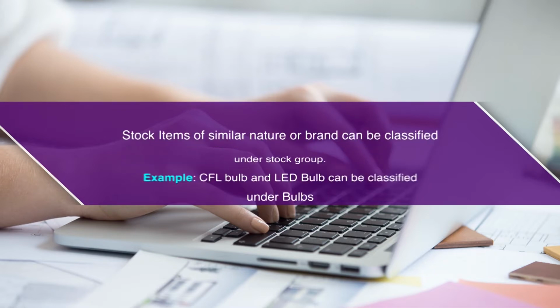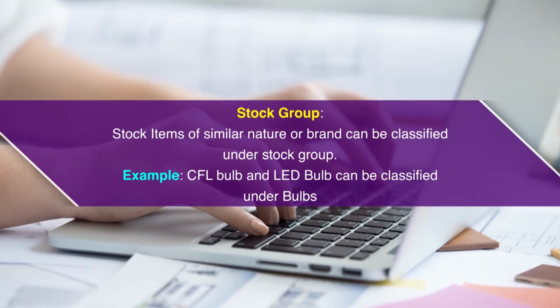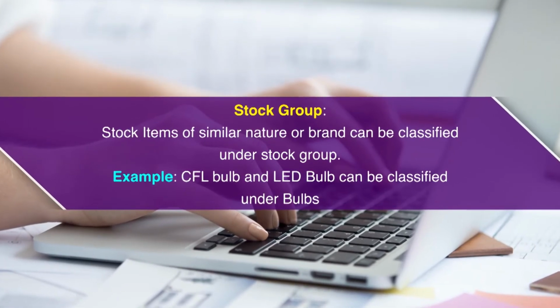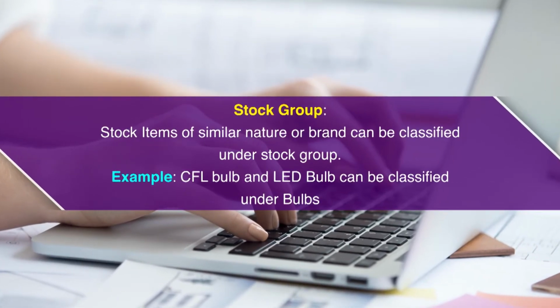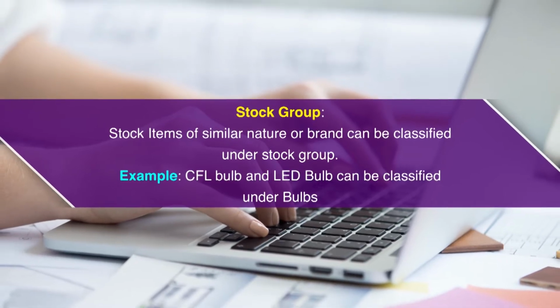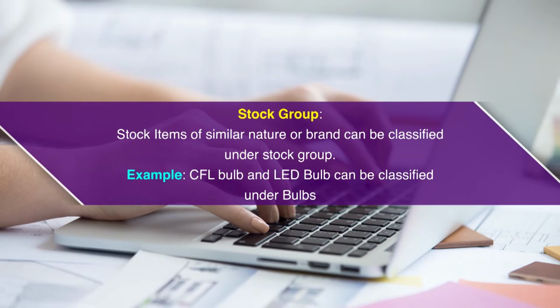Next comes the stock group. Stock items of similar nature or brand are classified as a stock group. For example, if within bulbs there are two types of bulbs, that is CFL bulb and LED bulb, then there are two groups within the bulb, that is CFL and LED.